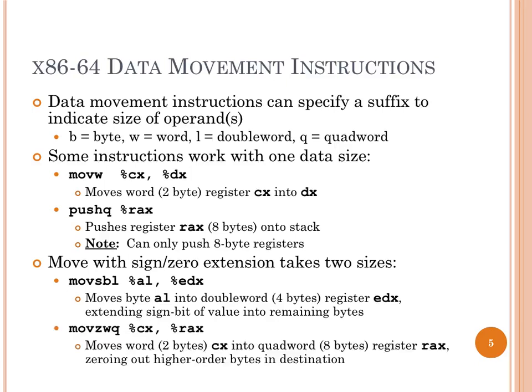This is move with 0 extension from a 2-byte word into an 8-byte quad word. And so you're moving CX into RAX. Again, you don't have to say those suffixes, but it's just nice. And so you'll probably get some squawking from TAs if you don't do it. Okay? There's only one part of this class where you get code from me that doesn't have suffixes, and it's the stuff you have to debug. It's the debugging problem. So it's like, have fun.